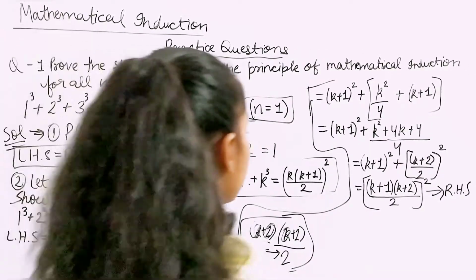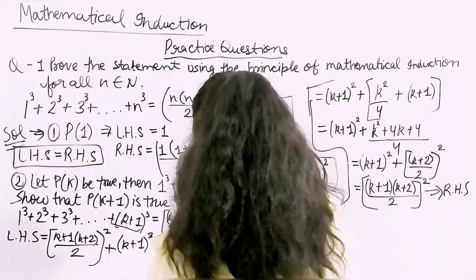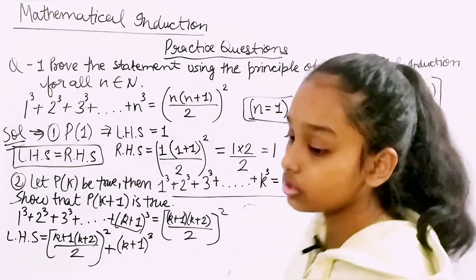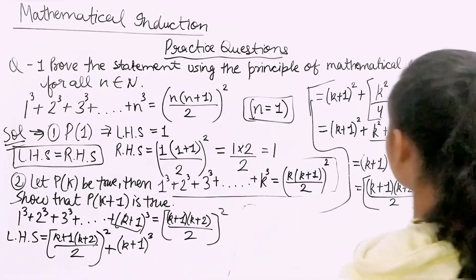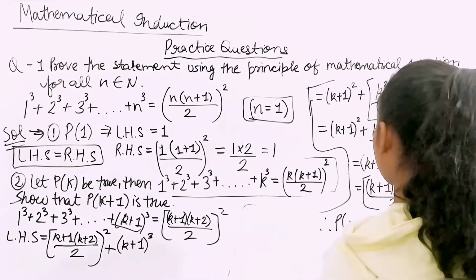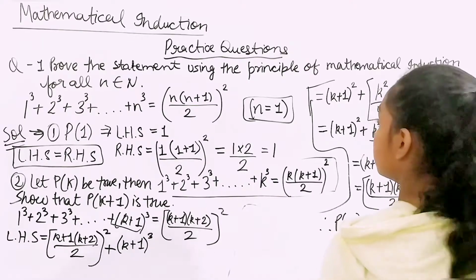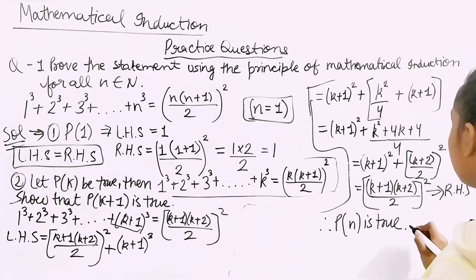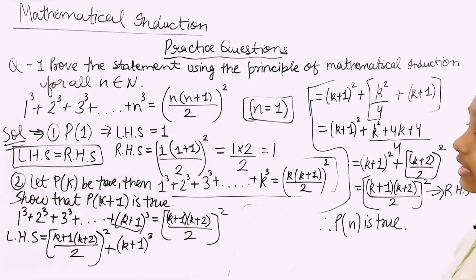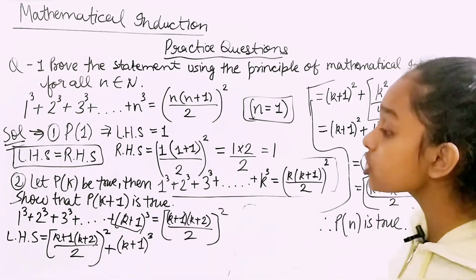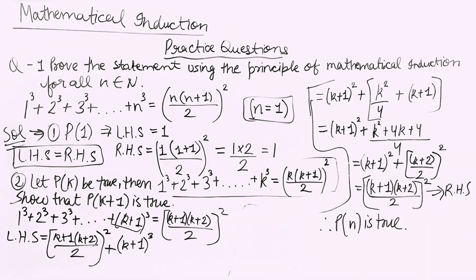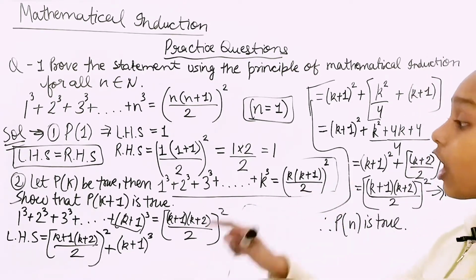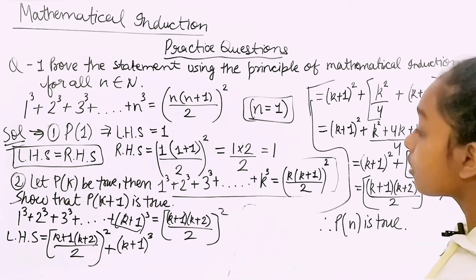As you can see on the left, what do we get? The LHS is equal to the RHS. So the left hand side is equal to the right hand side, which means, therefore, P(n) is true for all n belonging to the set of natural numbers. Isn't it? As we can see, what was our LHS? Having a look at this one, we got our LHS equal to, from the LHS, what I wanted to see.